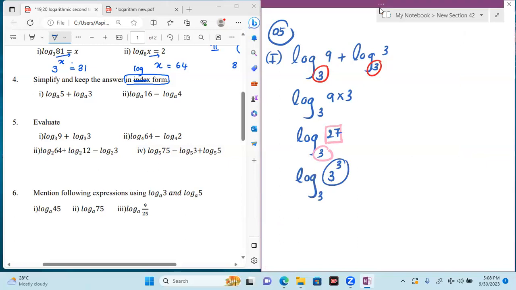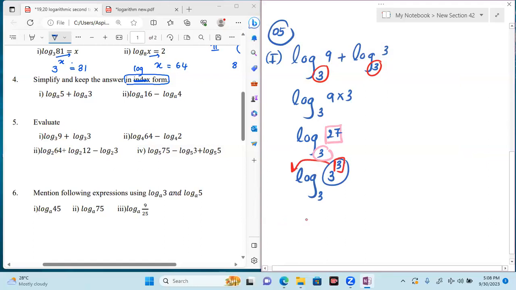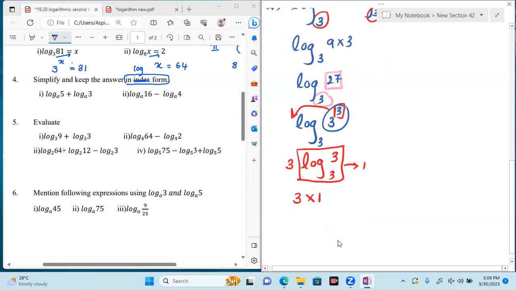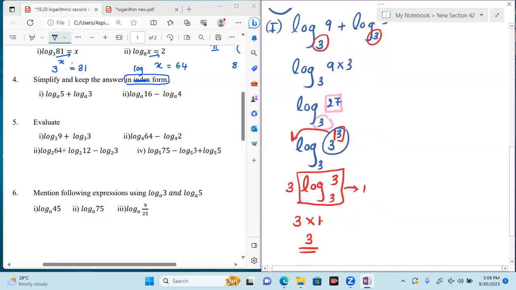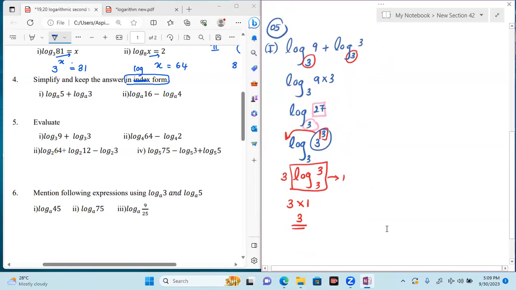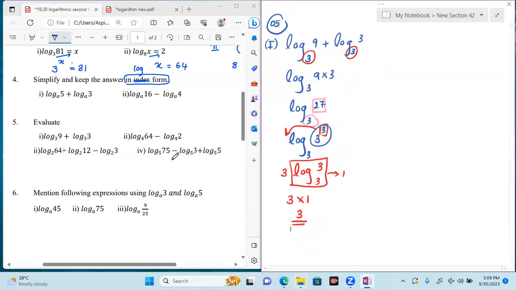Then this index comes in front of this log term. Then it is 3 into logarithm of 3 to the base 3. Now here this one is 1. That means instead of this log term, we can write 1. Then 3 times 1, it is 3. Then you can try the second one, third one, and fourth one.